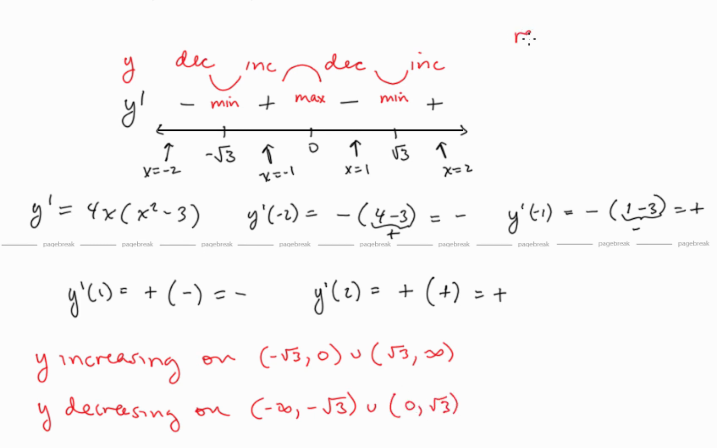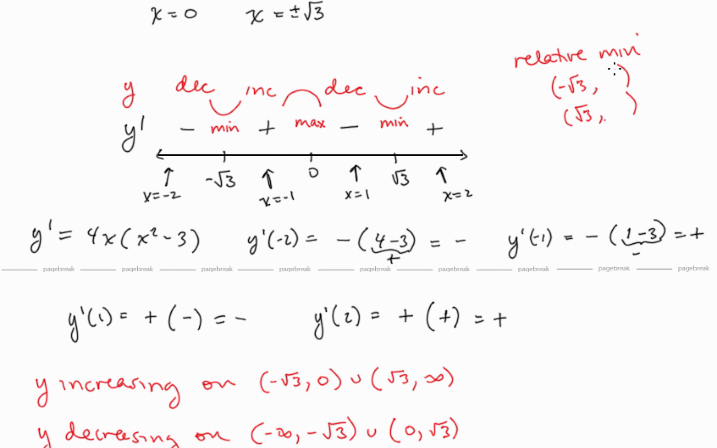We have relative minimums at x equals radical 3 and negative radical 3, but we should find the corresponding y values to go with these x values, especially because we'll be plotting them. So let's go back to the original and plug in positive and negative radical 3.